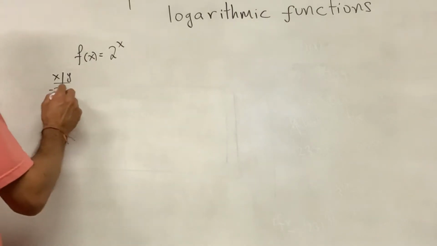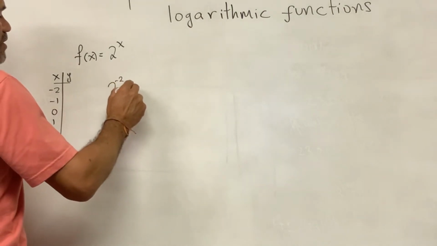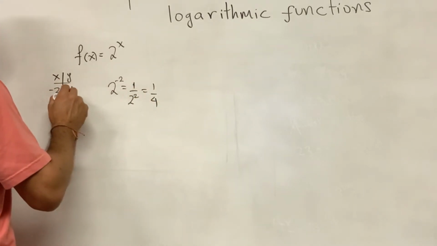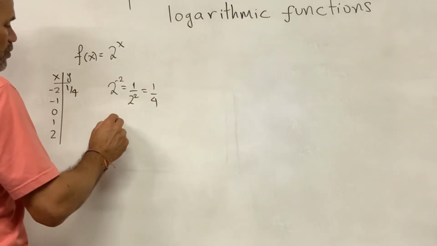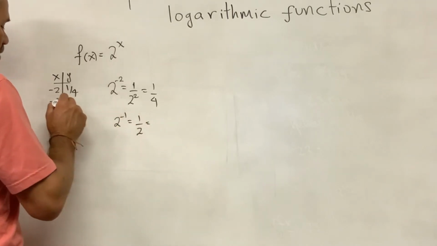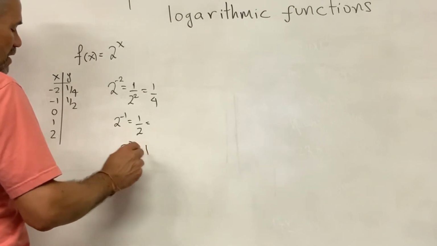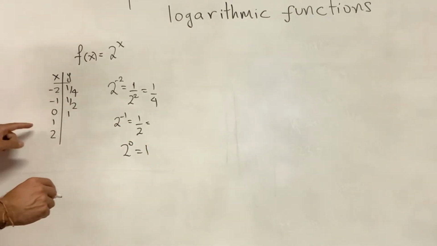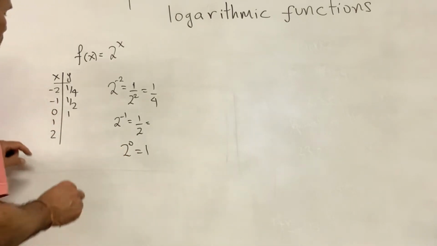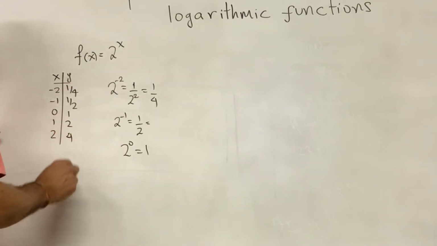When x is equal to negative 2, we have 2 to the negative 2, which is 1 over 2 to the 2, and this is 1 quarter. When we do negative 1, 2 to the negative 1 is 1 over 2, which is just 1 half. For 0, 2 to the 0 is 1. Remember that every number different from 0 to the power of 0 is 1. And 2 to the 1 is 2, and 2 to the 2 is 4.